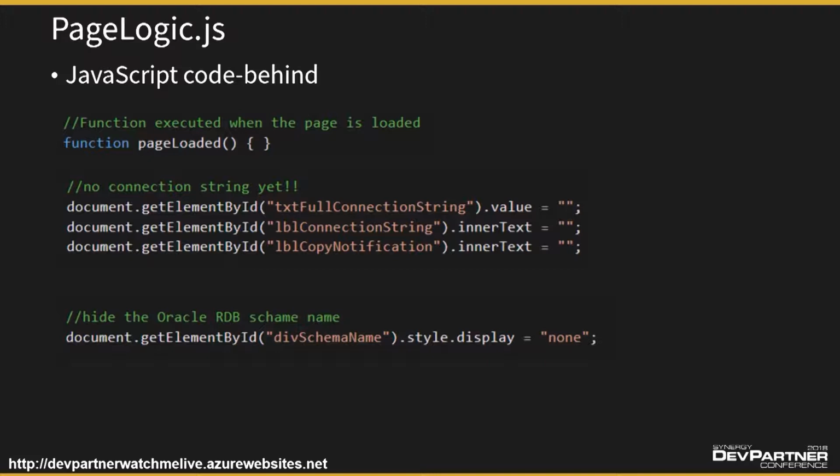In the code behind, we can define a function called pageLoaded. This function can be bound then to the onload page event from the HTML. So when the HTML is loaded and rendered, we can run some JavaScript to disable fields, hide fields away, hide complete sections of the application until those are relevant for the user. So this is basically where we're defining our view.